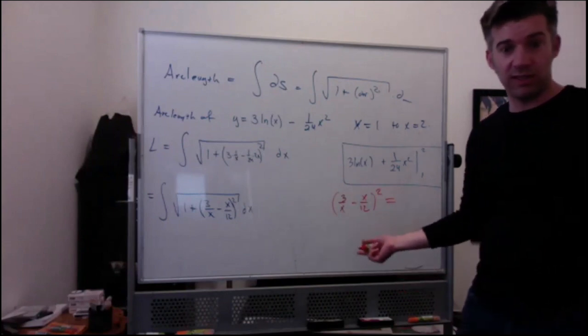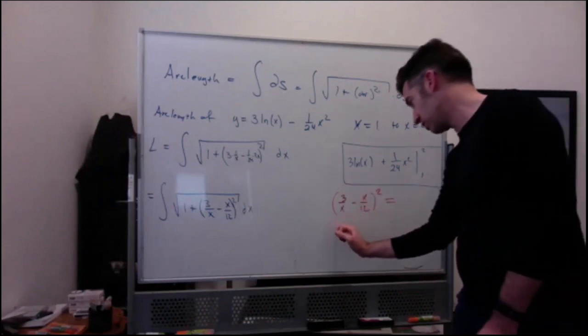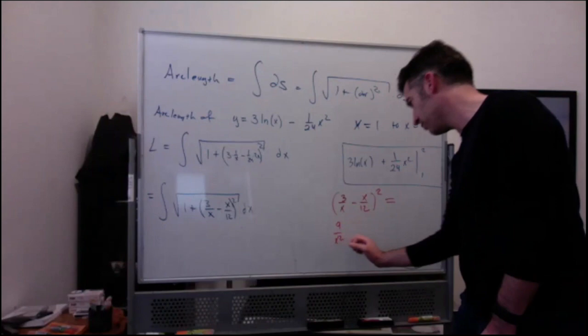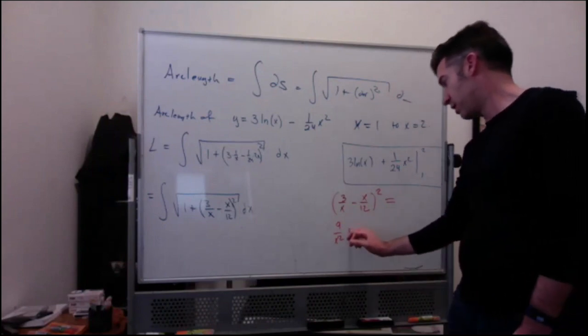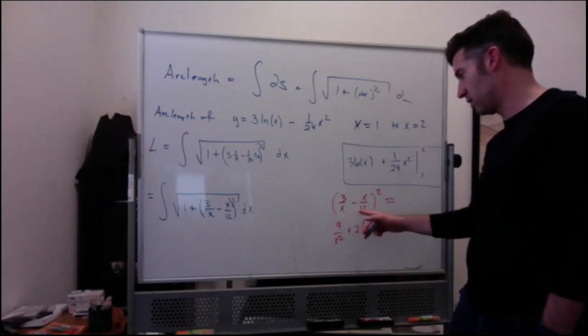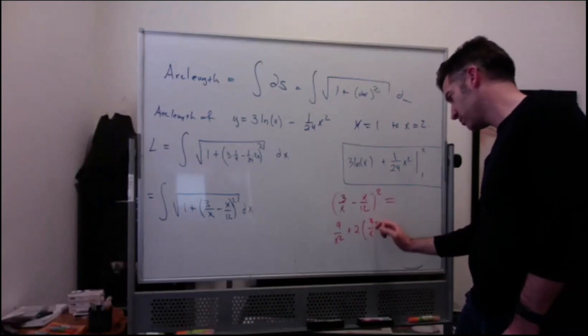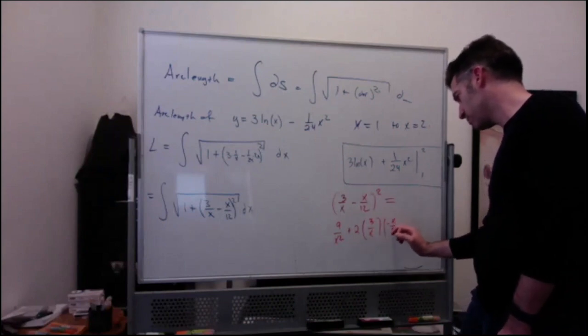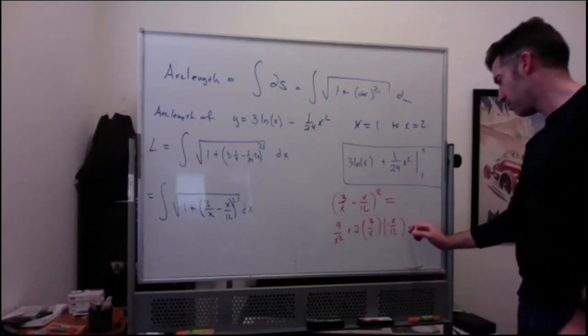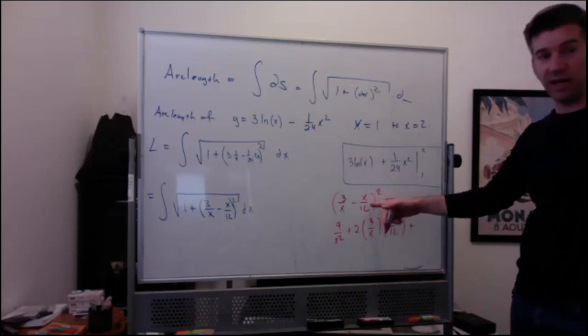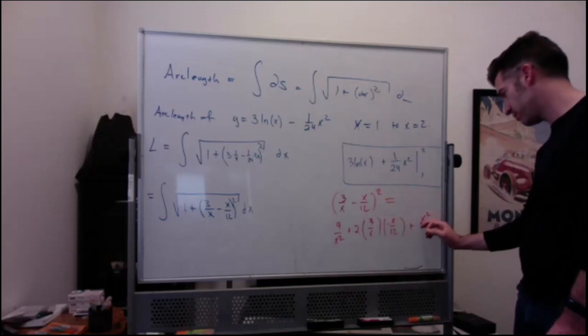So when you square this out, it's equal to the first thing squared, so it's going to be 9 over x squared, plus 2 times the first thing times the second thing, plus the second thing squared, which is going to be x squared over 144.